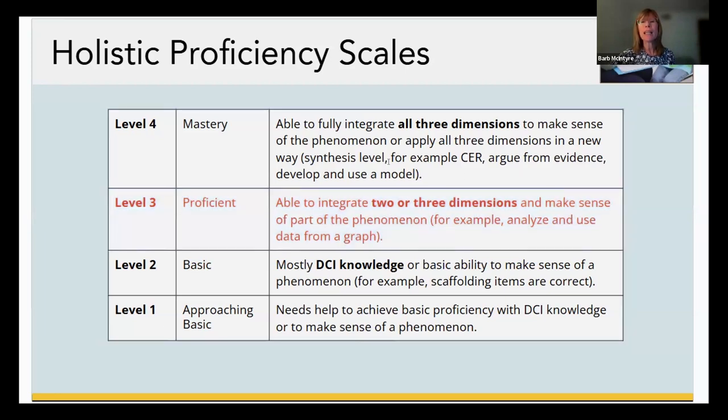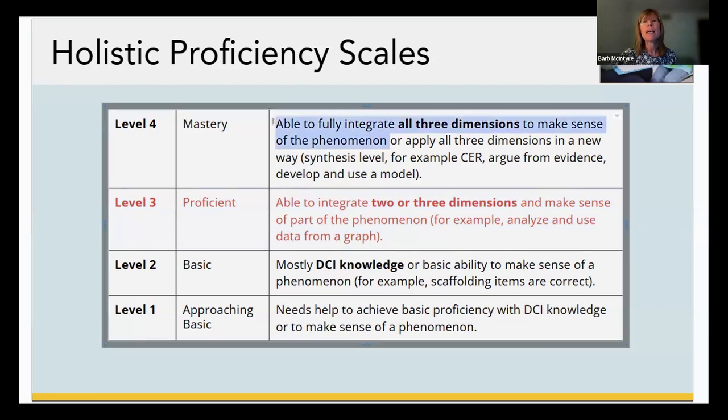Oftentimes, that last question, they're not answering with a lot of sophistication. Level 4 is mastery, and they are fully integrating all 3 dimensions to make sense. That last question, they should swing for the park. That's going to differentiate between your proficient students and your mastery students. You should really see some sophistication from students that are level 4.